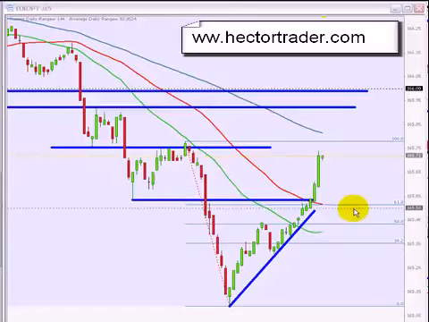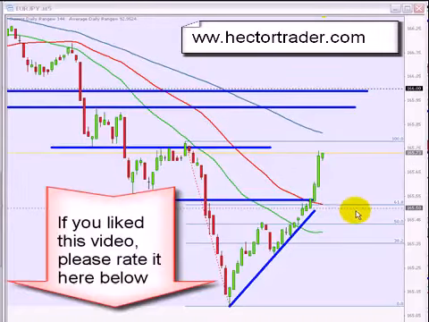Like I was saying before, at the end of the day, my system is nothing but a trend exploiting system, and trends develop in every time frame, okay, be it the 4 hours time frame, the daily, the weekly, or the 5-minute chart, as it was this case.